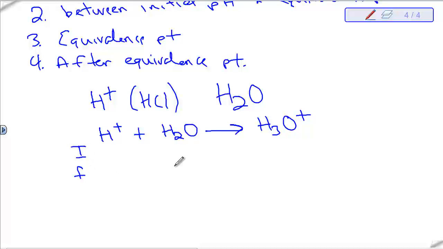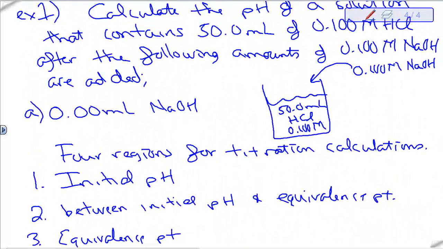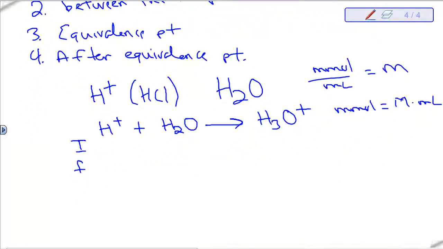Now, if you remember in a previous video, I introduced the concept of millimole. So to remind you, millimole per milliliter is equal to molarity, or millimole is equal to molarity times milliliters. When we do stoichiometry, we need millimoles. So, if you look at the original problem, I have 50 mL of 0.1 molar HCl. 50 times 0.1 is 5. So I'm adding 5 millimoles of this to water, whose amount doesn't matter.